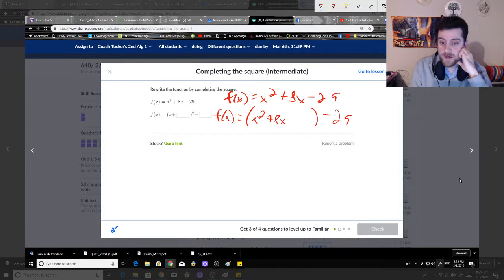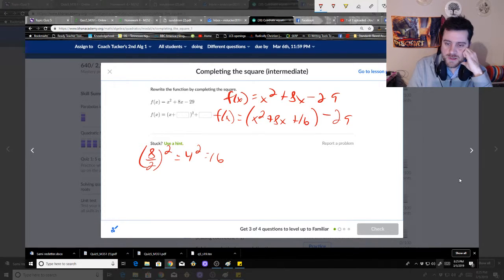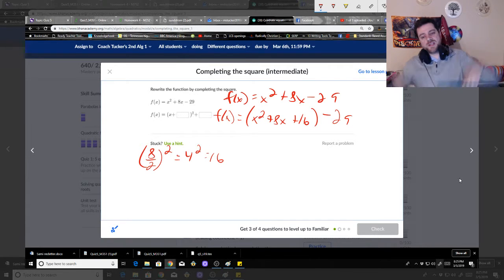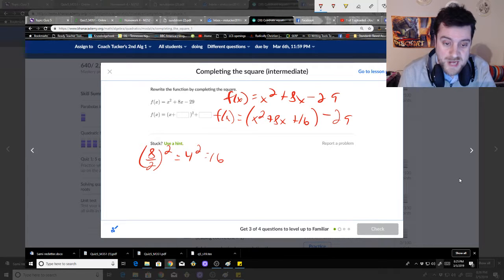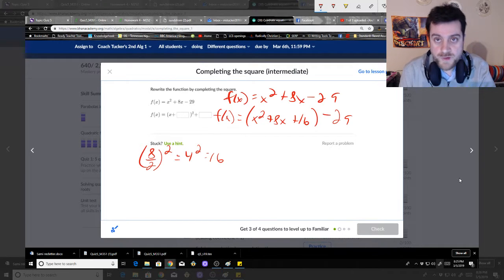Now let's complete the square. Take half of 8 and square it. So half of 8 is 4. 4 squared is 16. So we're going to add 16 in here. But you can't just go willy-nilly adding 16s just to one spot. Typically, we would add 16 over here, to whatever's over there.